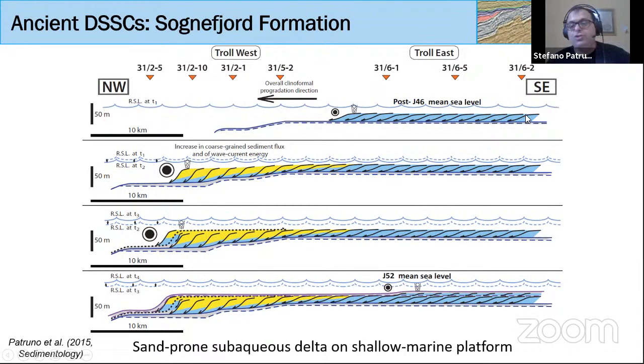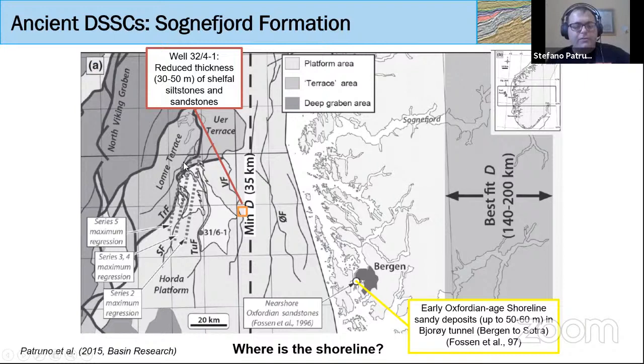So starting from the eastern part, which shows basically shelf-fall type of sediments, and then they become coarser grained moving offshore, which is associated perhaps to an increase of energy of the waves, for example, and the currents over there. And you can ask yourself, where is the shoreline? Interestingly, the Sognefjord Formation is situated here where the Troll field is.